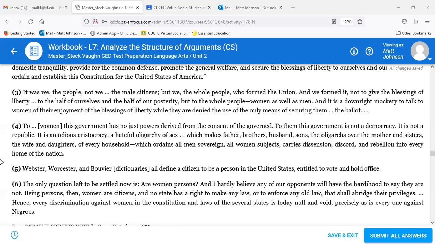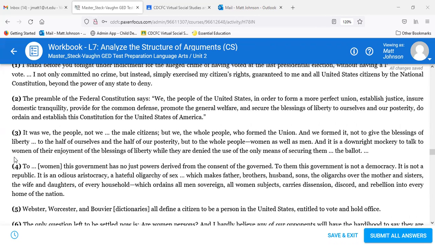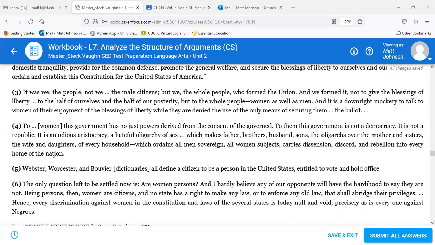Now I'll go ahead and read the rest here. To women, this government has no just powers derived from consent of the governed. To them, this government is not a democracy. It is not a republic. It is an odious aristocracy, a hateful oligarchy of sex, which makes father, brothers, husbands, sons, the oligarchs over the mothers, or over the mother and sisters, the wife and daughters of every household, which ordains all men sovereign, all women subjects, carries dissension, discord, and rebellion into every home of the nation.